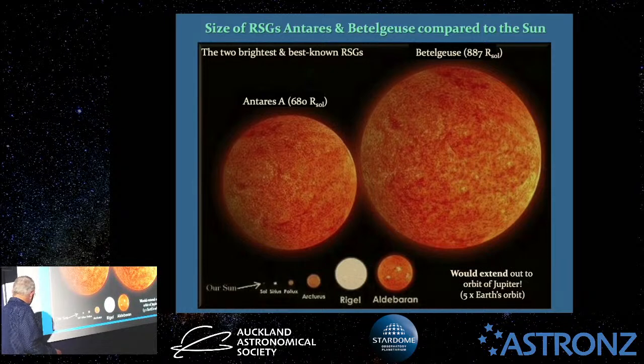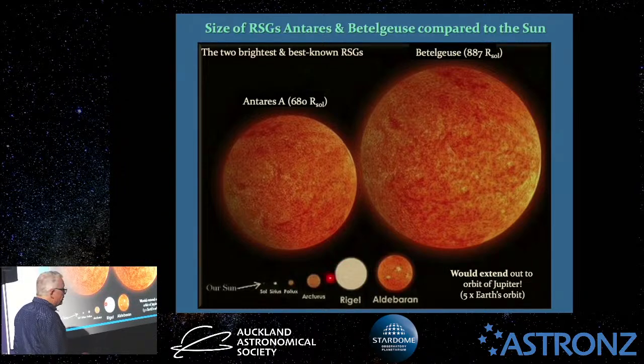Let's put these into perspective. So here's your Betelgeuse, here's your Antares, here's our sun down here. Here's Rigel, a blue supergiant that hasn't yet puffed out to a red giant. Arcturus and Aldebaran are red giants. But look at Antares and Betelgeuse compared with our Sun. Crazy, isn't it?